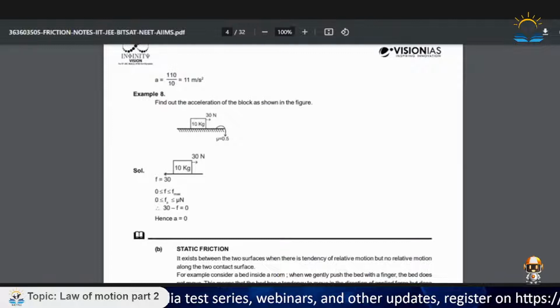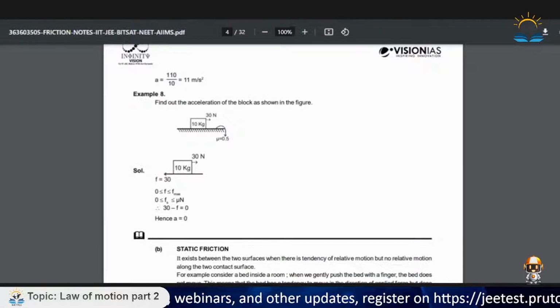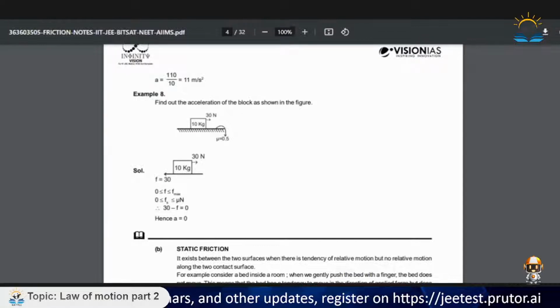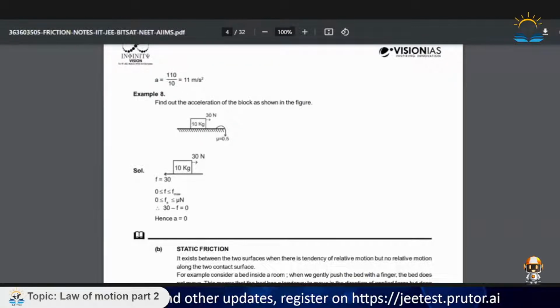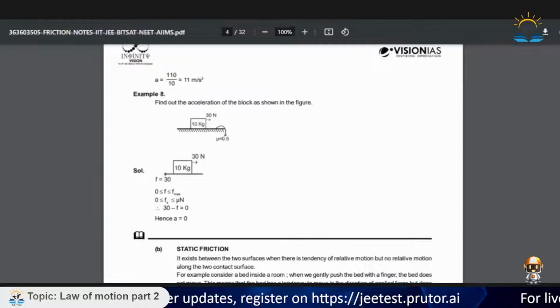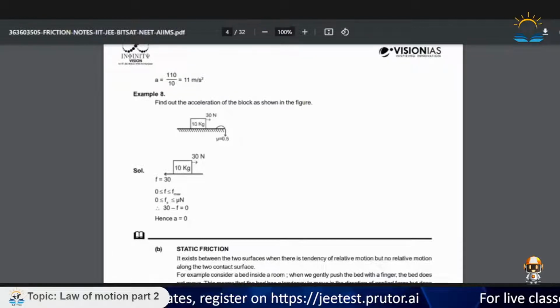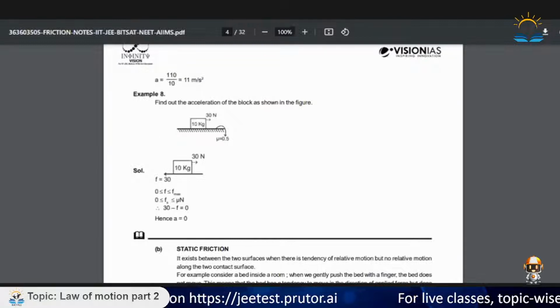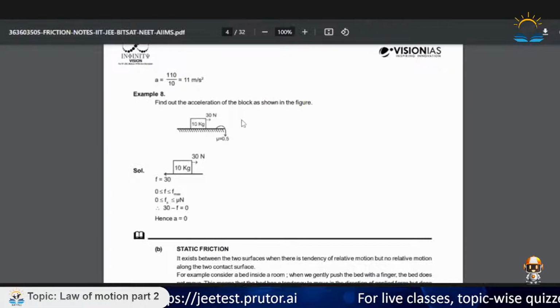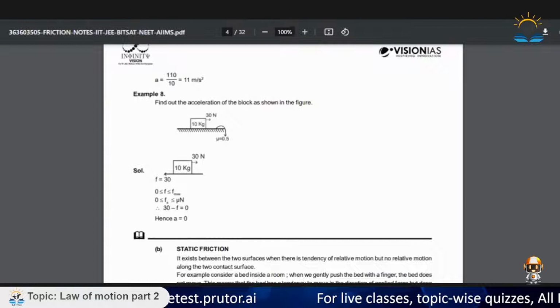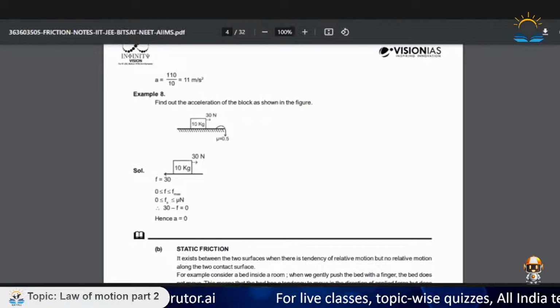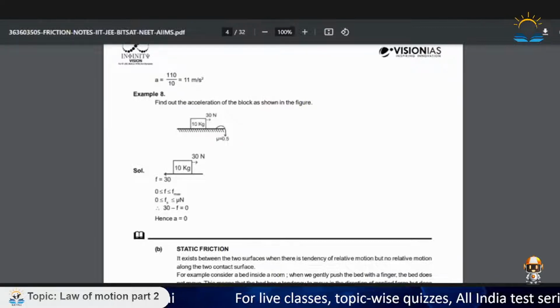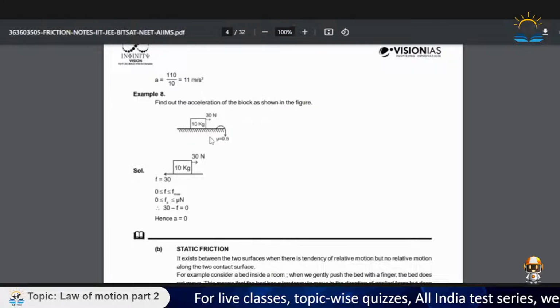So for this block, a 30 Newton force is applied here, and the block is 10 kg. So the frictional force here would be 50, so the block would not be moving. So acceleration would be 0, because maximum friction here can be 50, but only 30 Newton force is applied. And if we talk of what frictional force is there between this block and the ground, that would be only 30 Newton, because it is the only required frictional force.